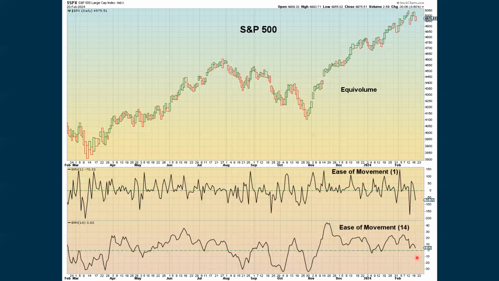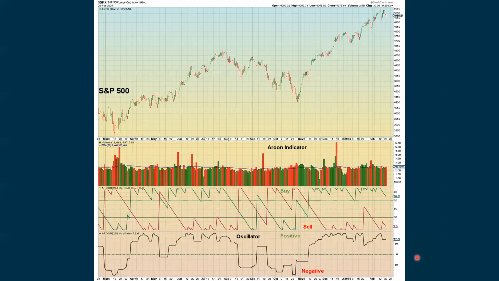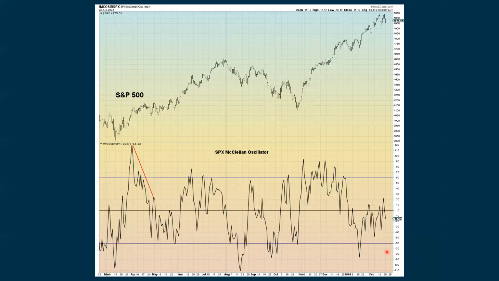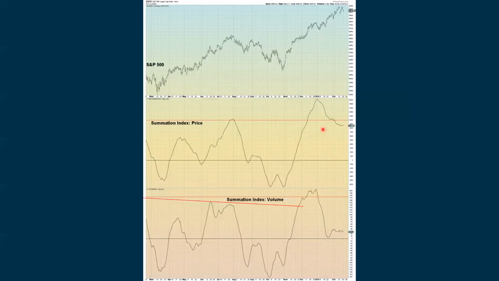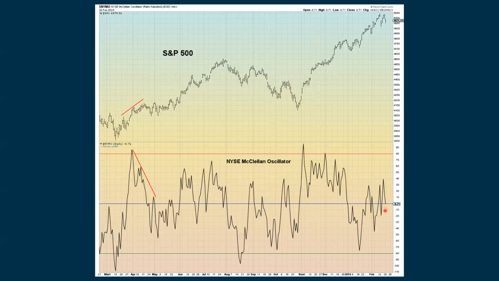We are declining, but still above zero with the ease of movement. We're flat with the Erin indicator. We're dropping below zero with the McClellan oscillator for the S&P. So we're starting to turn back down based on price, and we've already started to turn back down based on volume. We're just about at the 0 point.